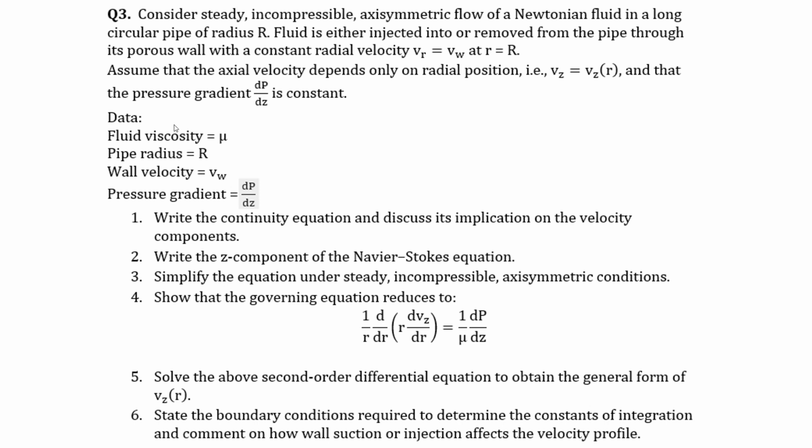The data given for this question is the viscosity of fluid is mu, the radius of pipe is R, and wall velocity is Vw. The pressure gradient is given by dp by dz, and these are all the objectives of the question. So this is the first question for the pipe, and let's solve it. So first let's write the continuity equation and simplify it.